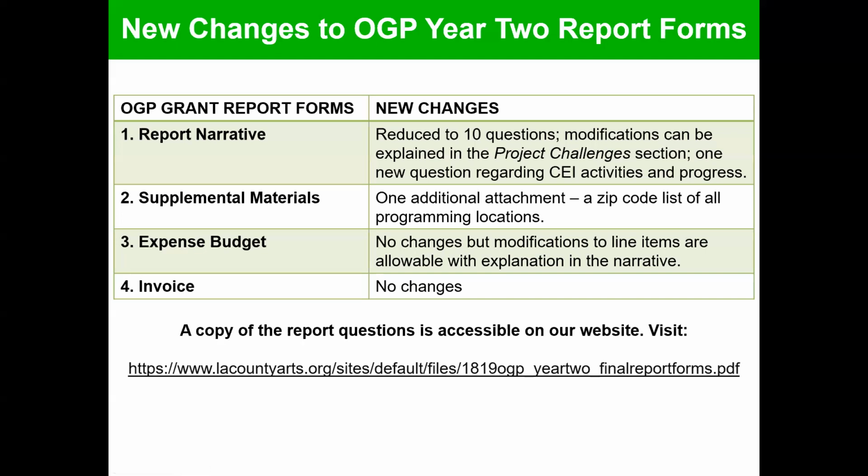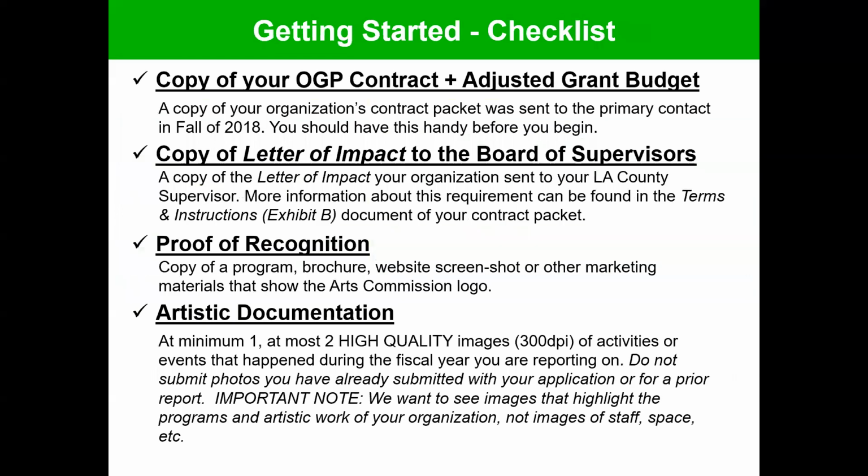Under supplemental materials, there is one additional attachment. It's a zip code list of all programming locations, and I'll show you what that question looks like. For the expense budget, there's no changes. We did provide just a little blurb so that you know that if there has been changes to the way that you've spent out the funds, that's totally fine, and you can just explain that in the expense budget explanations or just in the narrative. The invoice has not changed. It remains the same.